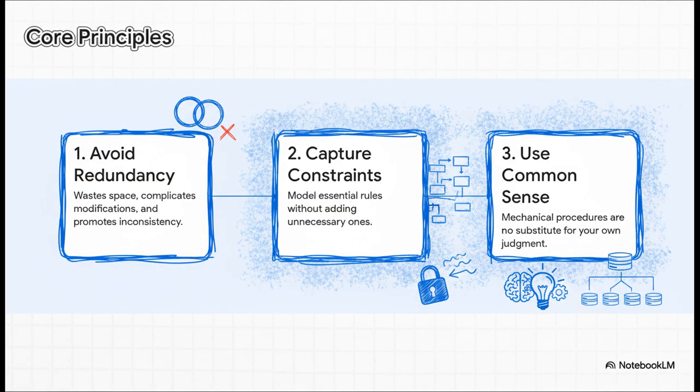So if you don't remember anything else from today, remember these three things. 1. Avoid redundancy. Storing the same information in more than one place is the absolute fastest way to create errors and inconsistencies. 2. Capture the real rules. Your model should definitely enforce that express trains only stop at express stations, but don't go adding rules that don't actually exist in the real world. And 3, and this is a big one, use your common sense. These are powerful tools and principles for sure, but they are no substitute for your own judgment.